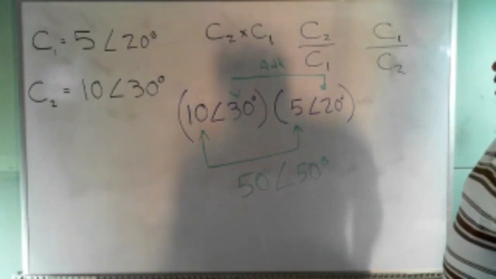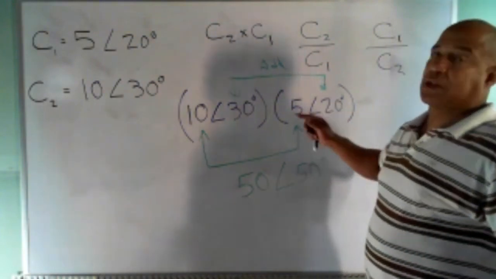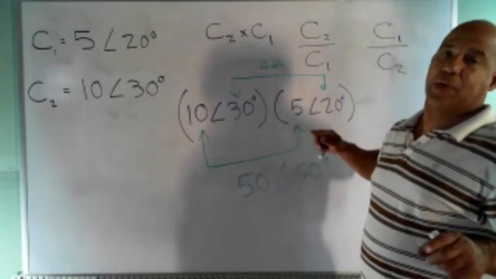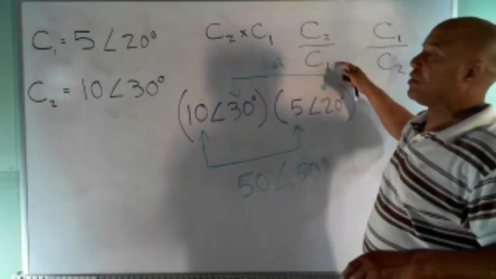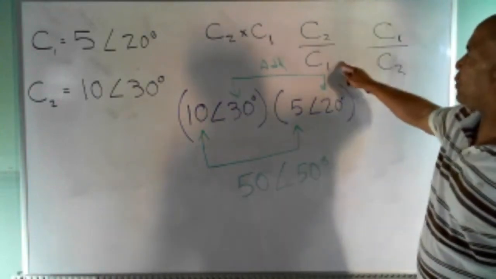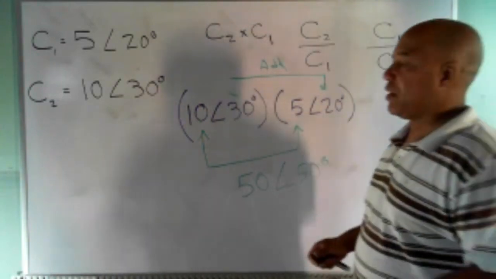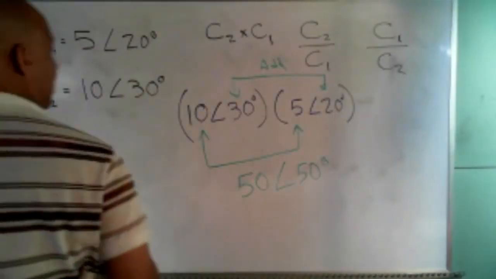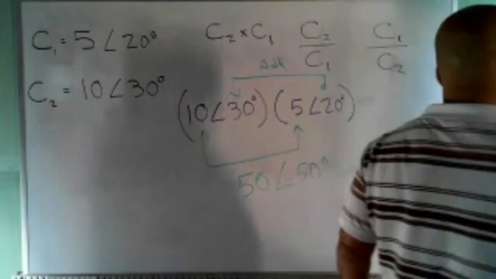Now, think about it. If you multiply the magnitudes and add the angles, it will make sense that when you divide, you divide the magnitudes and subtract the angles. So that's exactly what you do. So go ahead and do this one and that one. So you go ahead and do the other two.